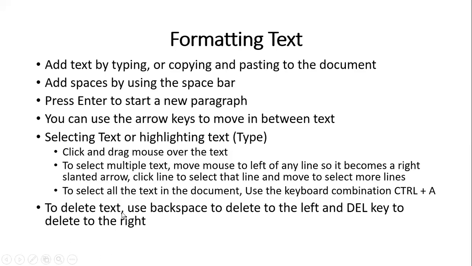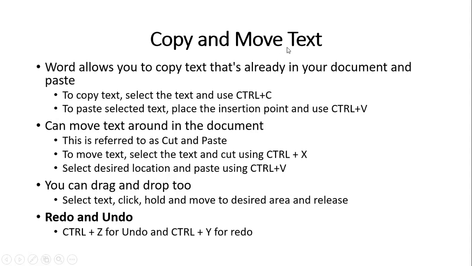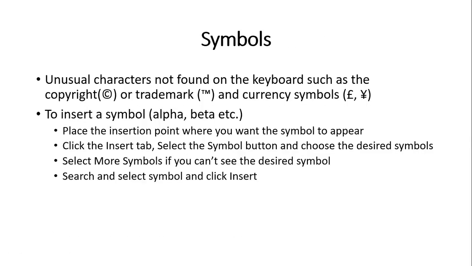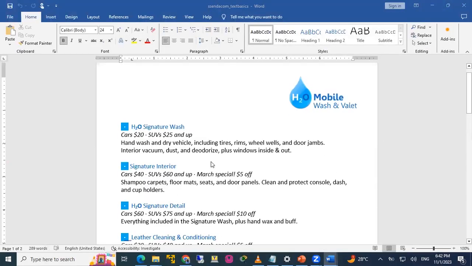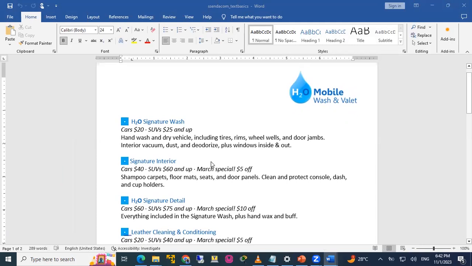So if you have that document, here we are going to learn how to select text. We'll learn how to delete text, how to add spaces, how to start a new paragraph. And then we'll look at copy and how to move text, how to redo and undo. These are elementary things. And then we'll see how we can add a symbol as well. So this is my text basics. This is the first document I shared. So we are going to look at how to format our text.